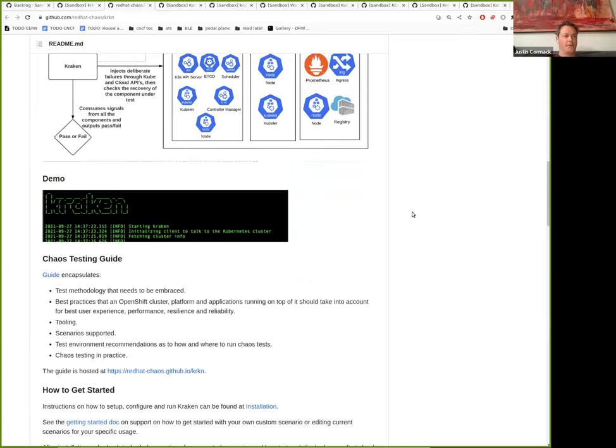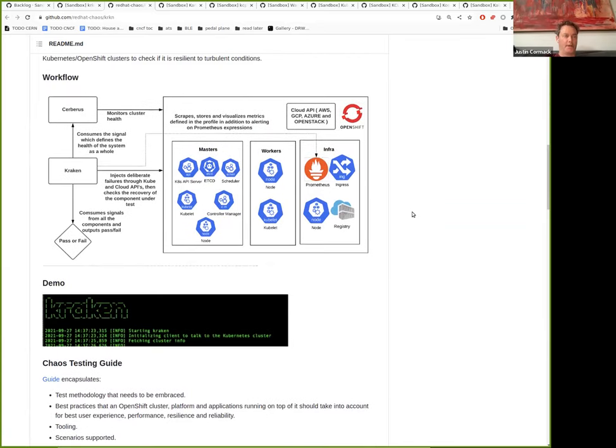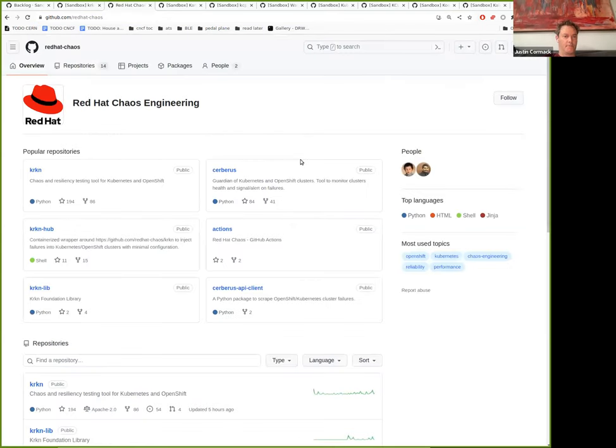Sorry, is this all the repos under Red Hat Chaos? So I'm... Yeah, they should be all in that namespace. Oh, is it all of them? Yeah, because it's... Hold on, let me look.